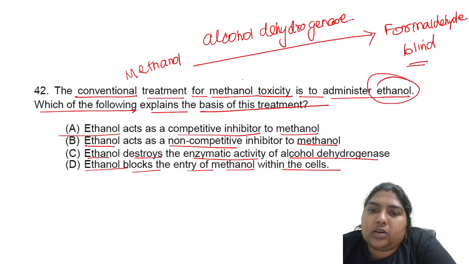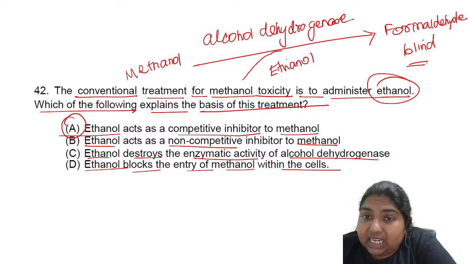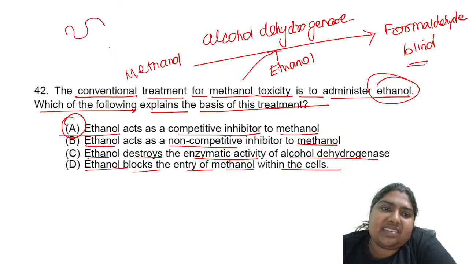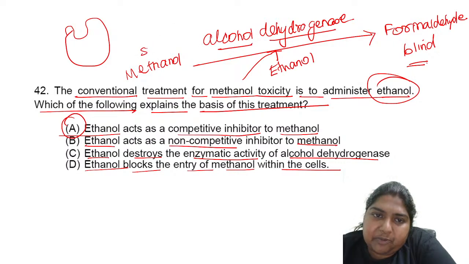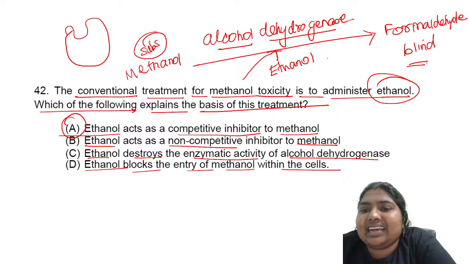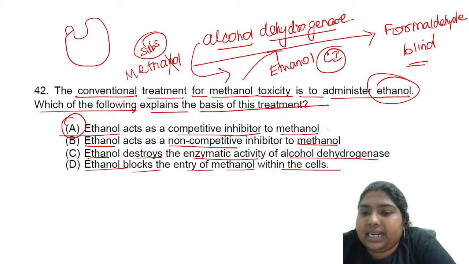Okay, right. So now you add something. Your ethanol, it is a competitive inhibitor. So this ethanol is going to bind to its active site. It is an alcohol dehydrogenase, so this is a substrate. So now this acts as a competitive inhibitor. Instead of methanol binding, this alcohol dehydrogenase will bind with your ethanol. So it acts as a competitive inhibitor.